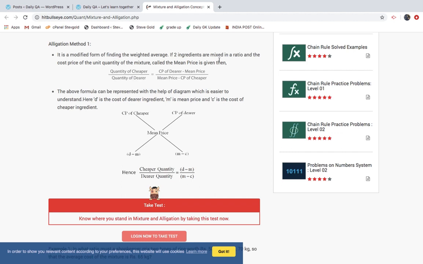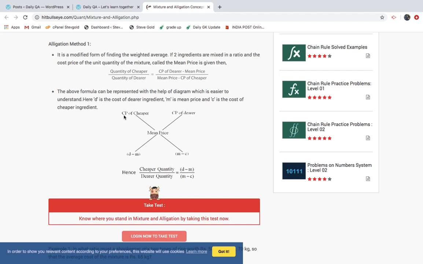If two ingredients are mixed in a ratio and the cost price of the unit quantity of the mixture, called the mean price, is given, then quantity of the cheaper by quantity of the dearer is equal to CP of dearer minus mean price divided by mean price minus CP of the cheaper. I know you would not have understood this, but I'll explain this with this figure.